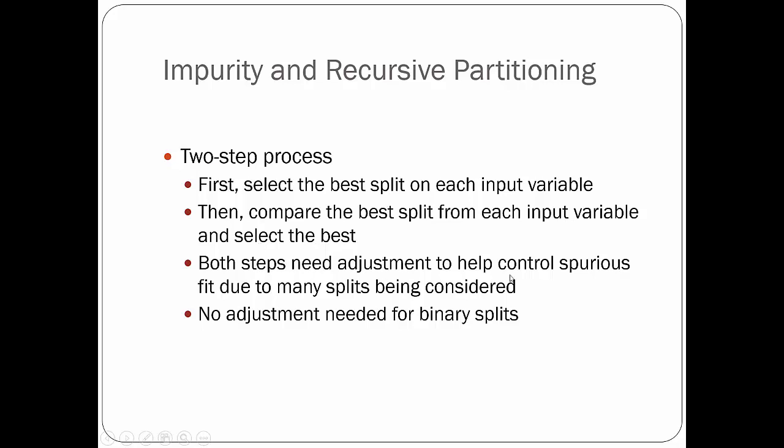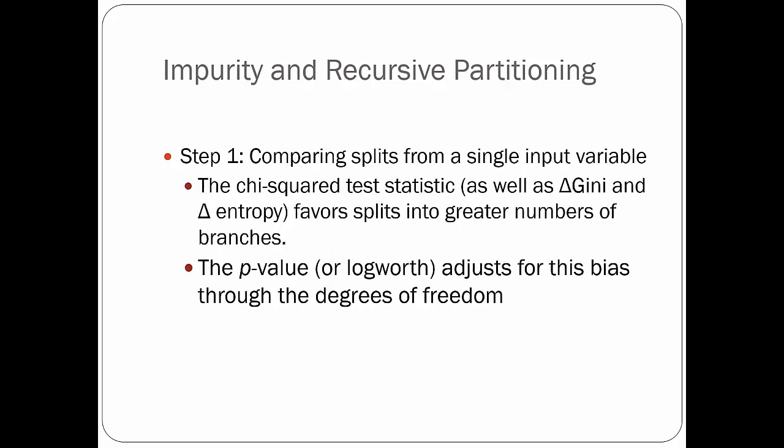So both steps will need some adjustments to control for how many splits there are, and if there are binary splits, then you have some parameters that you can use to adjust, but we will not get into those, and we will let SAS handle that for us. So step 1, comparing splits from a single input variable and looking at the change in Gini or change in entropy that favors a split to greater number of branches.